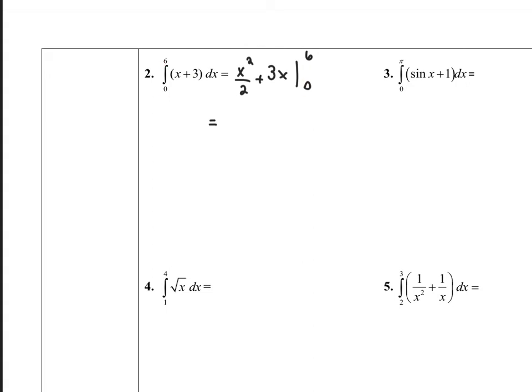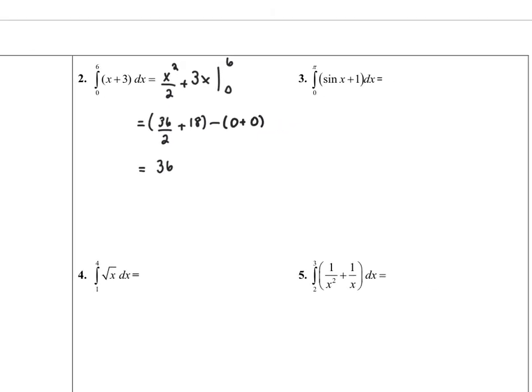The next thing I do is evaluate. I'm going to take the 6, plug it in for each one of these x's, and then subtract my antiderivative evaluated at the lower limit. Normally you wouldn't have to write the zeros here, but I just didn't want you to lose track of the fact that you have to plug in that lower limit. From here I just evaluate. This is going to be 18 plus 18 and give me a final answer of 36.